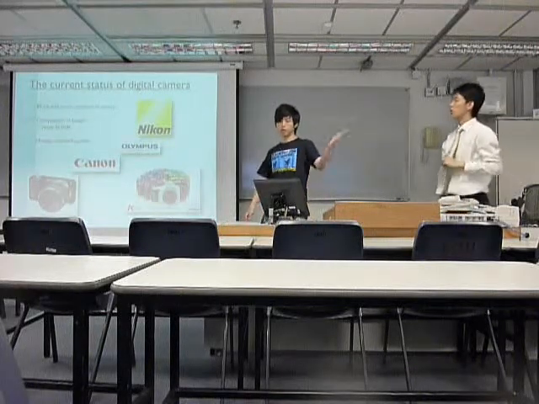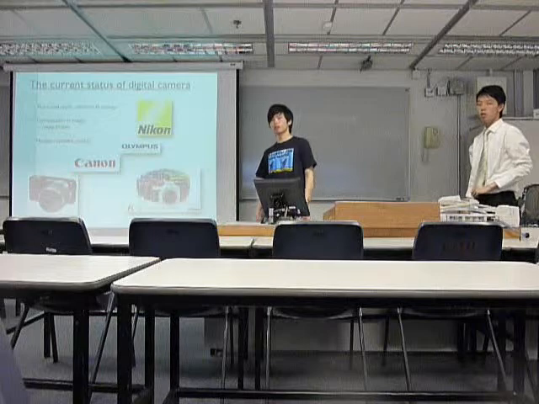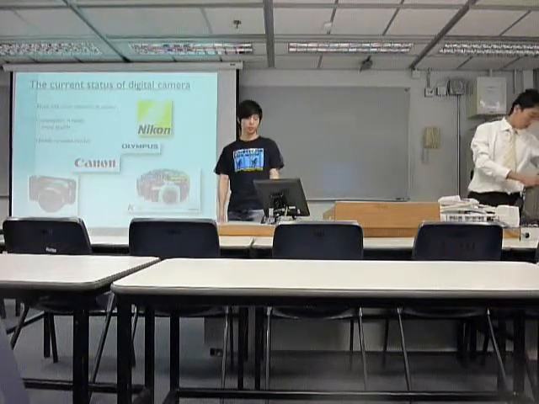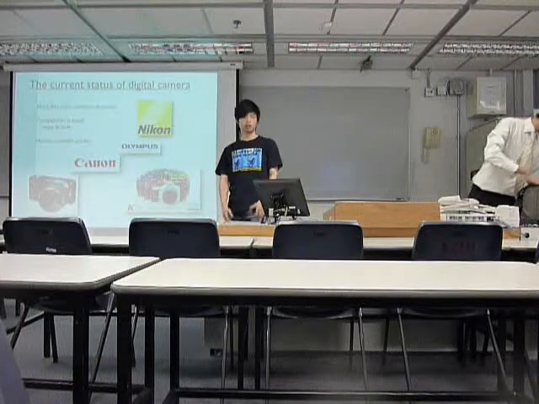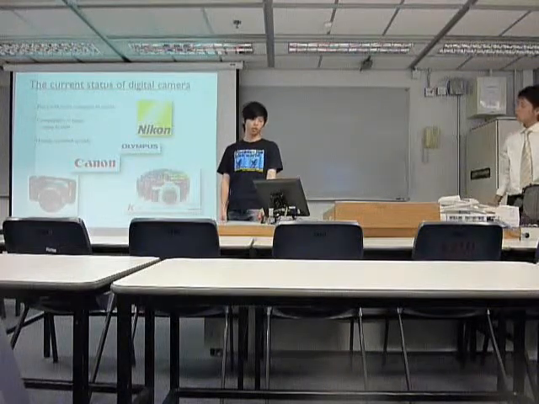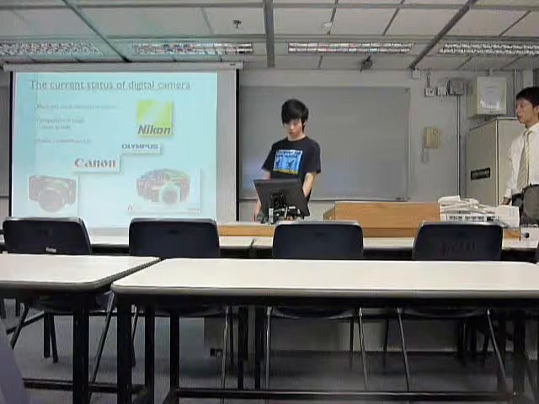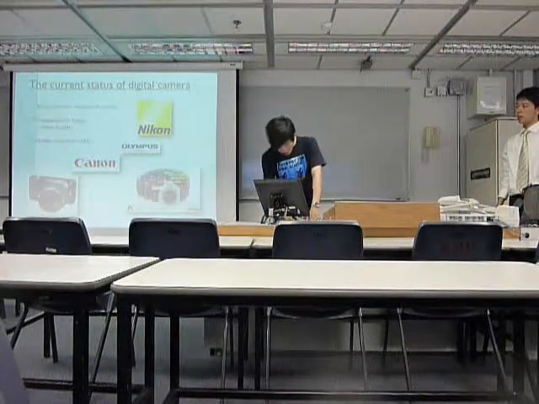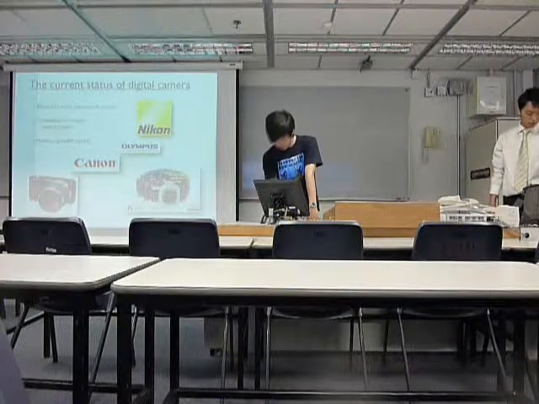So, what is the current status of the digital camera? It is becoming more and more common in society, and the competition is very tough because there are many brands in this market, like Canon, Nikon, Olympus, you know, the EPL1, EPL2, was like this, remember? And Sony, and also Pentax.